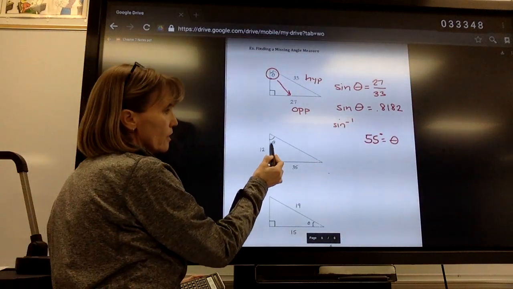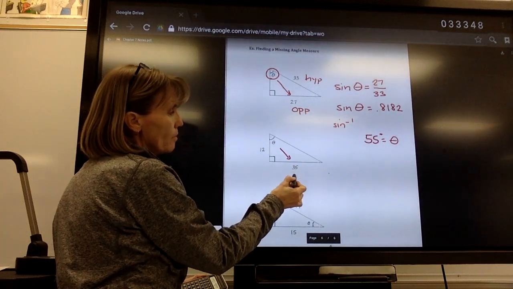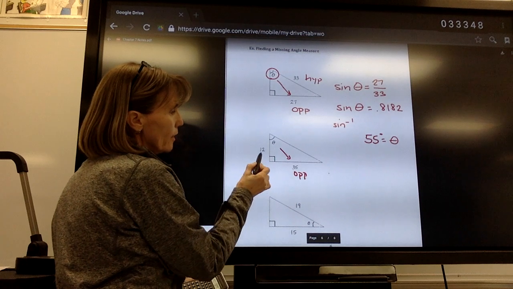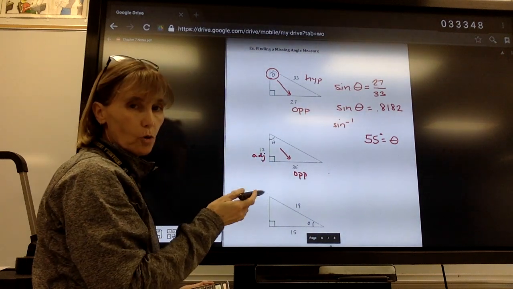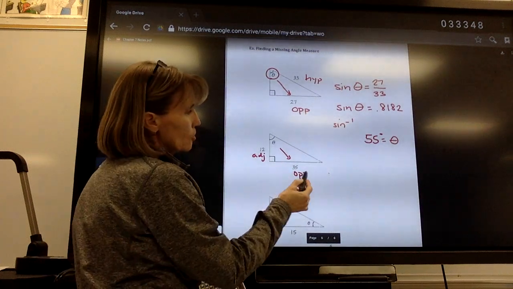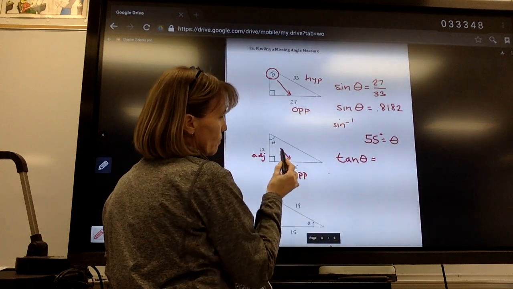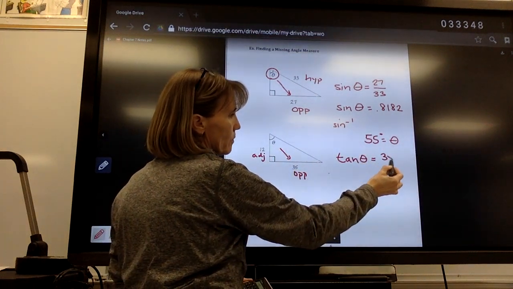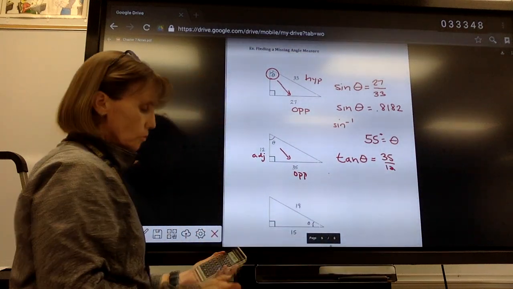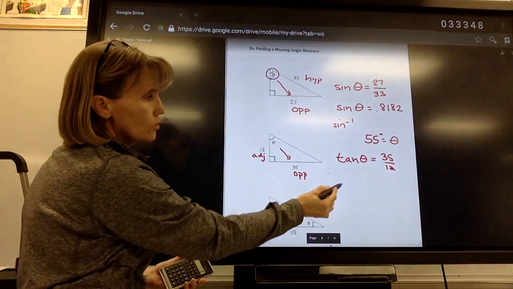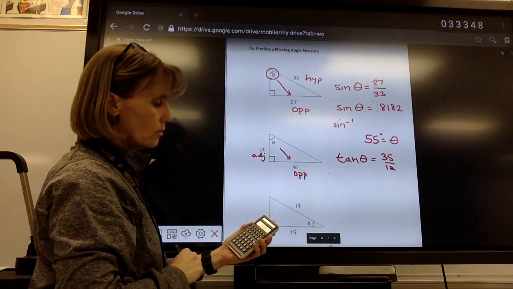Okay, the second one, here's theta again, up in this upper top corner. I have the opposite side to that angle, and I have the adjacent side to that angle. When I think of SOHCAHTOA, opposite and adjacent is tangent. So I would say tangent of theta equals the opposite leg on top and the adjacent leg next. To solve that on my calculator, I'm going to do the division: 35 divided by 12 and hit equals.